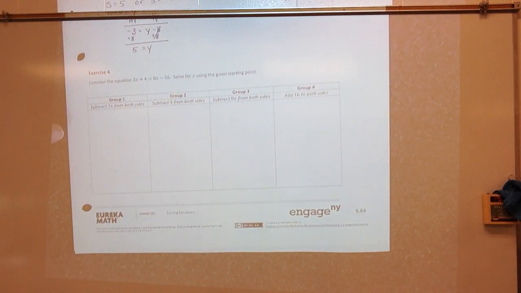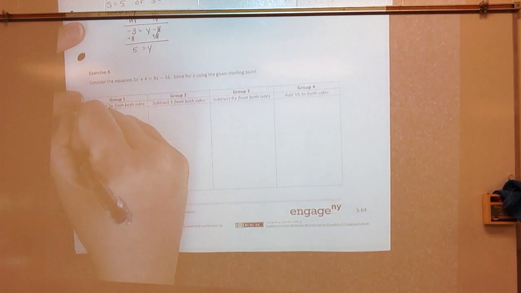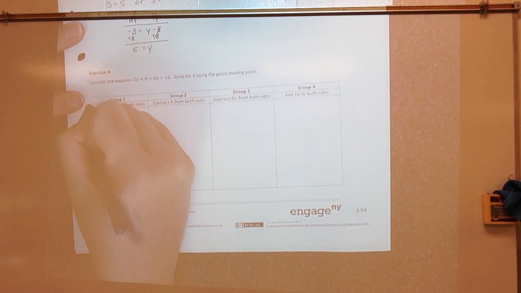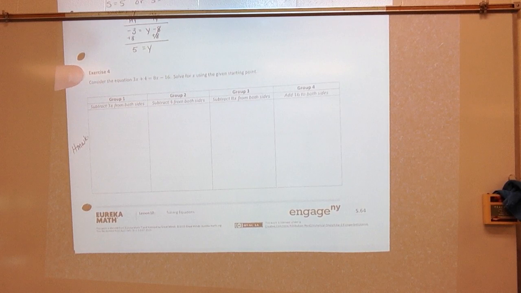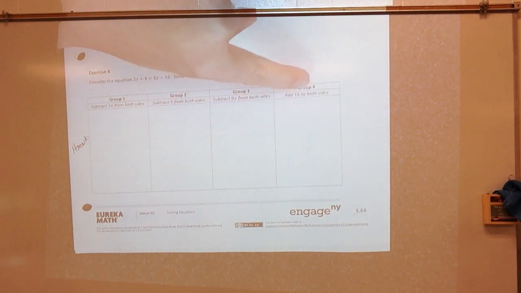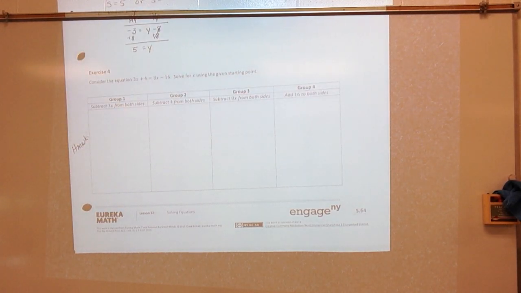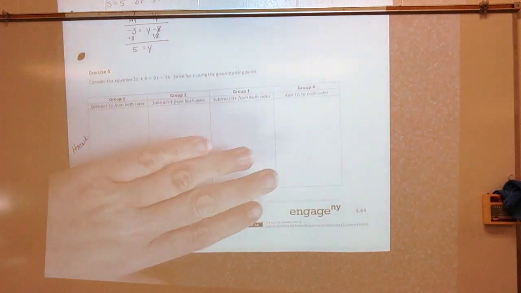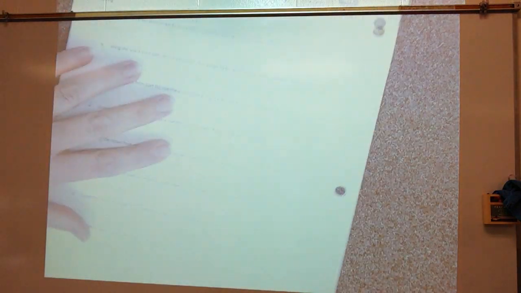What I want you to do is I actually would like for you to do this for homework tonight. I want you to be able to answer this question. Does it matter where I start? So here it tells me to subtract 3x from both sides first. Here it says start with subtracting 4 from both sides. Here it says subtract 8x from both sides. And here it says add 16 to both sides. So I want you to do these 4 columns for homework tonight. And I want you to figure out, does it matter where I start?